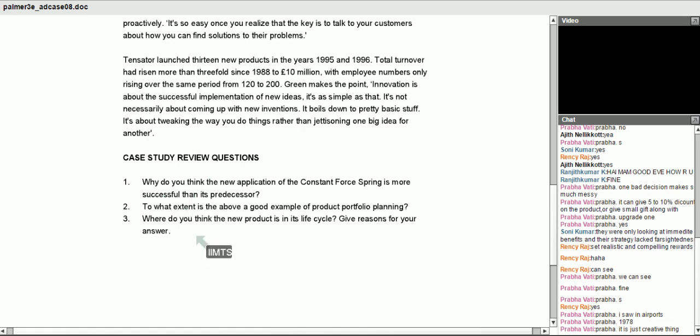Now there are some questions. First is, why do you think the new application of the constant force spring is more successful than its predecessor? Why do you think it is so?